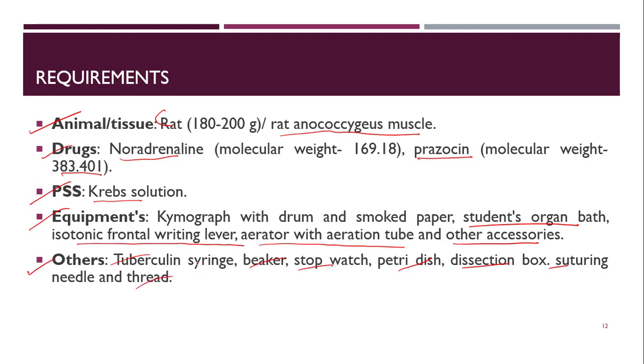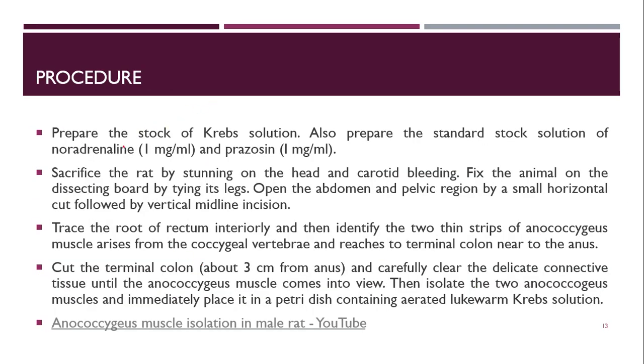Okay, so the procedure. First of all, we have to prepare the stock solution of Krebs, and also the standard stock solution of noradrenaline, whose concentration should be 1 milligram per ml, and of prazosin, the same concentration, that is 1 milligram per ml. Then we have to sacrifice the rat by stunning on the head and carotid bleeding. We have to fix the animal onto the dissection board by tying its legs. Then we have to open the abdomen and pelvic region by a small horizontal cut followed by a vertical midline incision.